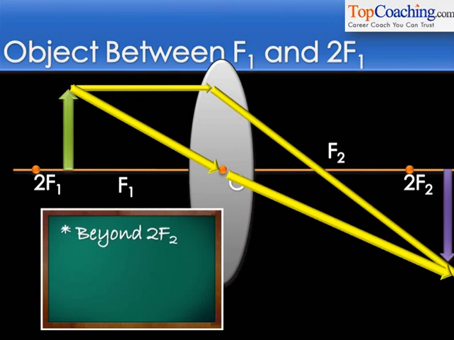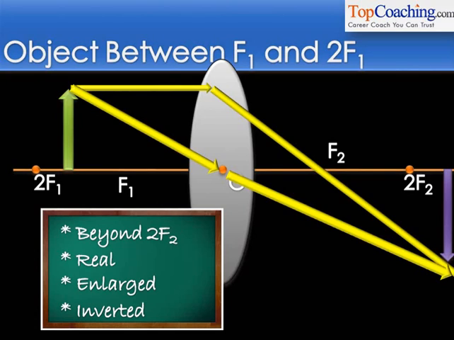You can again note the qualities of the image. You can see that the image is formed beyond 2f2 in this case. You can also see that the image is real because the rays meet in reality. You can see that the image is enlarged. So if you want to obtain an inverted and enlarged image, you can see the image is inverted, you have to place the object between f1 and 2f1.